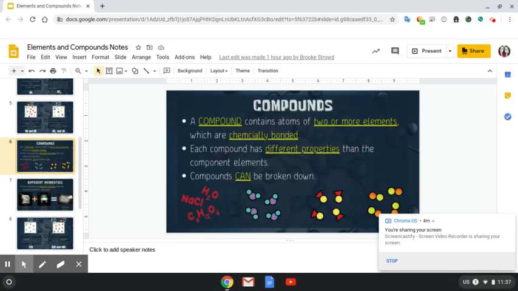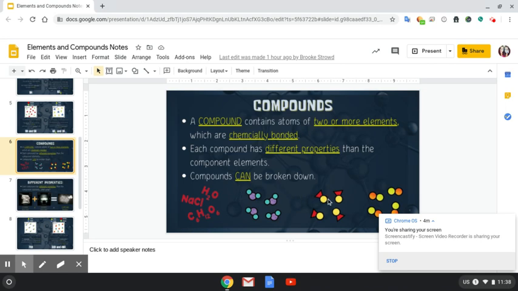So let's get into compounds. A compound contains atoms of 2 or more elements which are chemically bonded. And each compound has different properties than the component elements. Compounds can be broken down. So where elements, you cannot break them down because it's just one element, with compounds, you have multiple elements coming together to form a compound. And those you can break down by separating them.